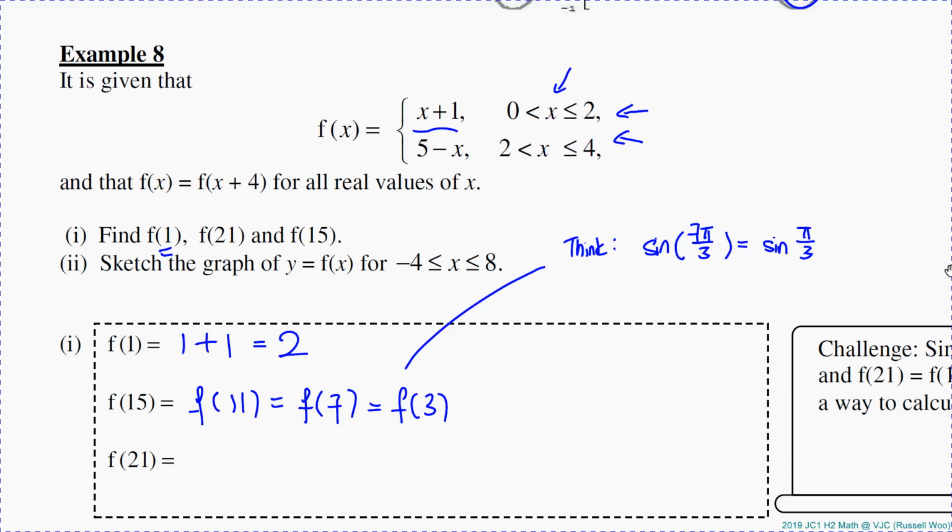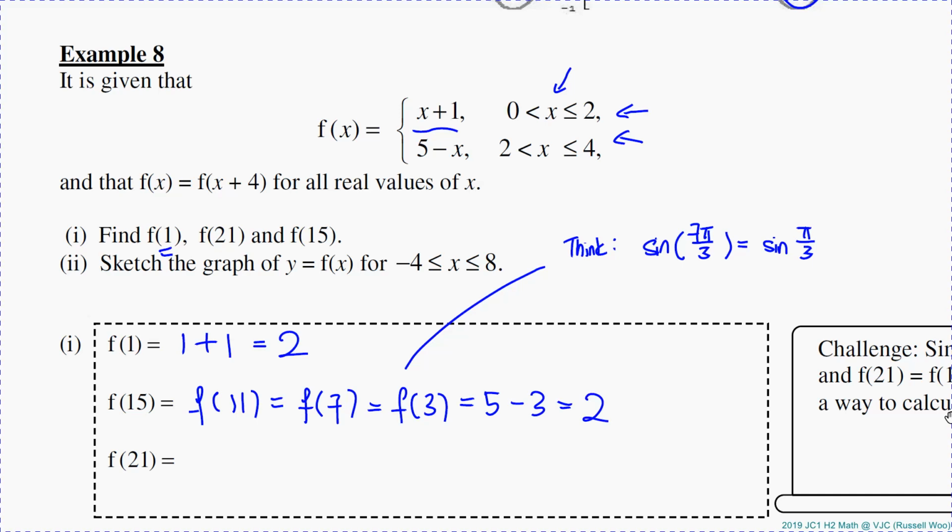Now we are good. What is f(3)? Now we have to take a look here. 5 minus 3, because x is between 2 and 4. Therefore, the answer is 5 minus 3, which is 2. All good.